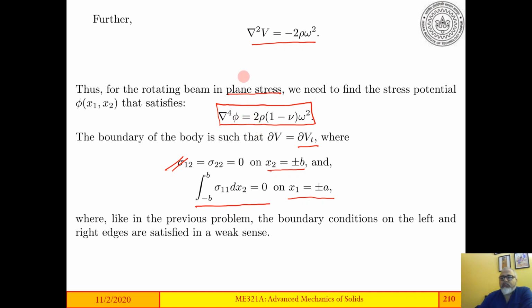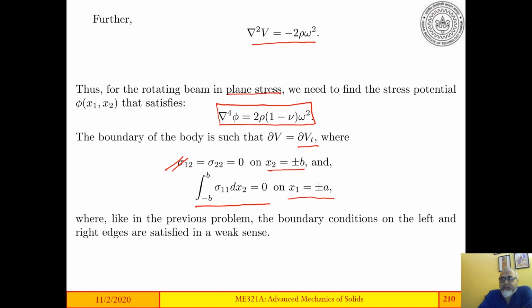boundary conditions. Not satisfying the other two boundary conditions may be very risky, because I may come up with a solution which does not satisfy the boundary conditions on x1 equal to plus minus a. If I don't satisfy them, then they don't really qualify as a unique answer to this problem, because a unique answer requires that all differential equations and boundary conditions be satisfied. So it may not be a unique answer. I run the risk of that.